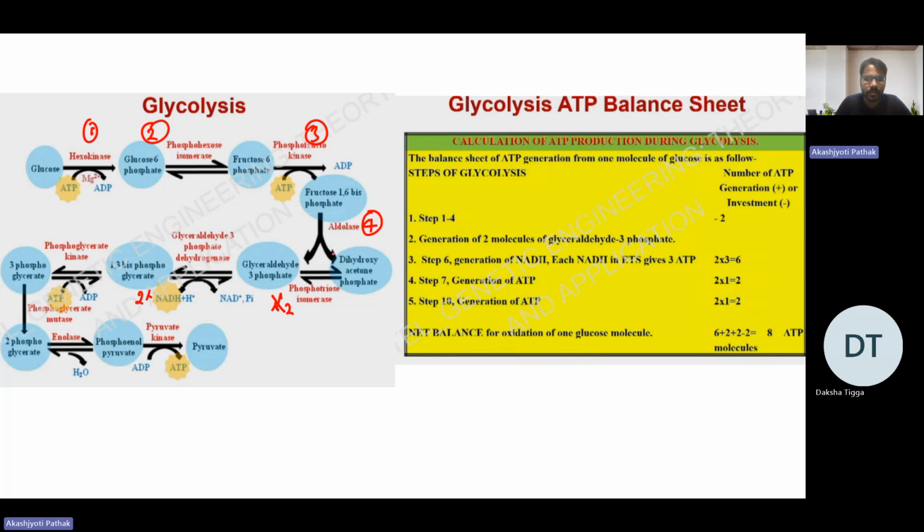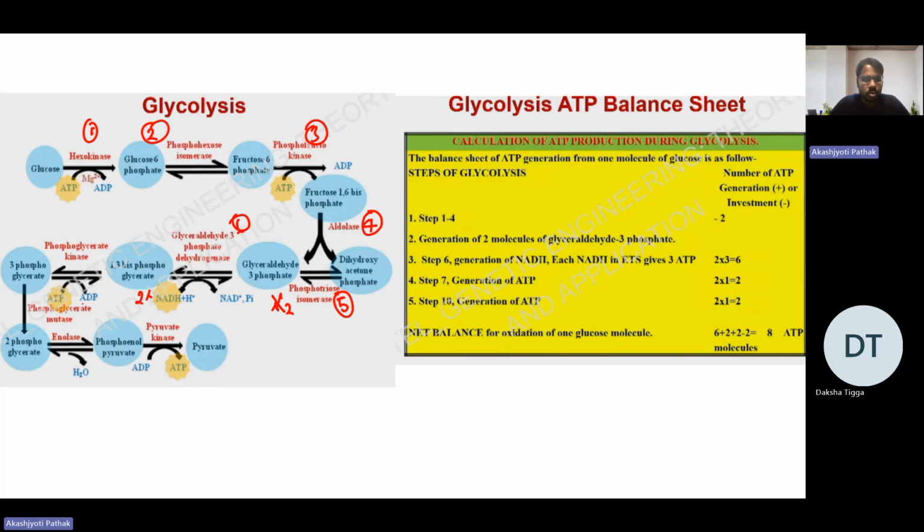And then starting from the fifth step, where glyceraldehyde 3-phosphate is getting converted into 1,3-bisphosphoglycerate, that step gives you 1 molecule of NADH. This actually takes place twice, because dihydroxyacetone phosphate also gets converted to glyceraldehyde 3-phosphate, and that is why you get 2 molecules of NADH. When NADH goes through oxidative phosphorylation, 1 molecule of NADH gives you 3 molecules of ATP. That is why 2 NADH molecules will give you 6 molecules of ATP, right?